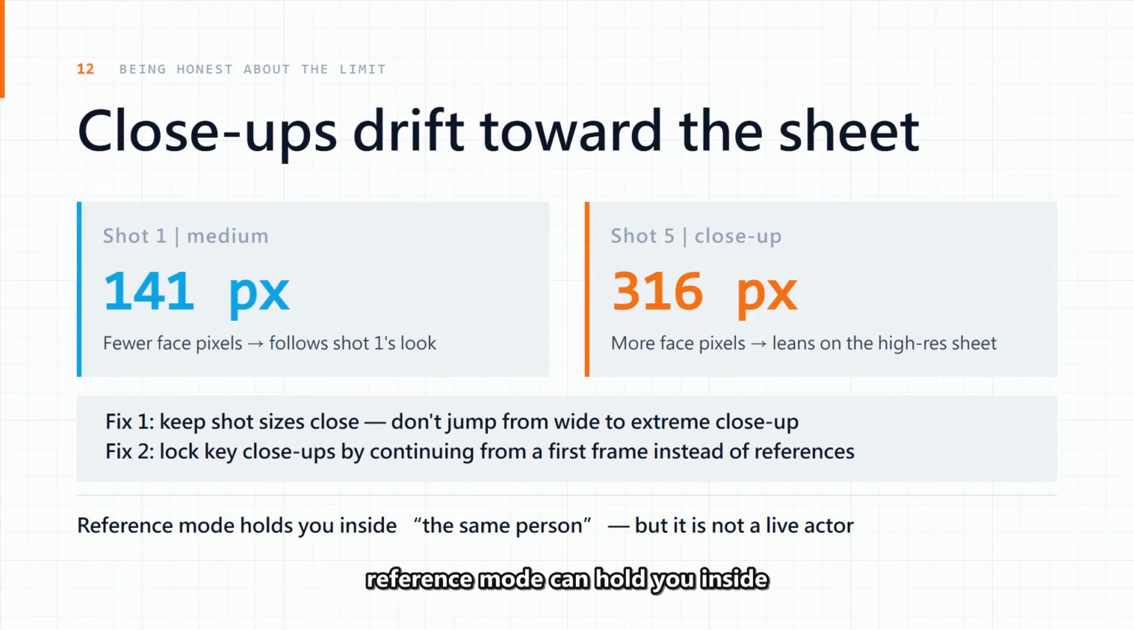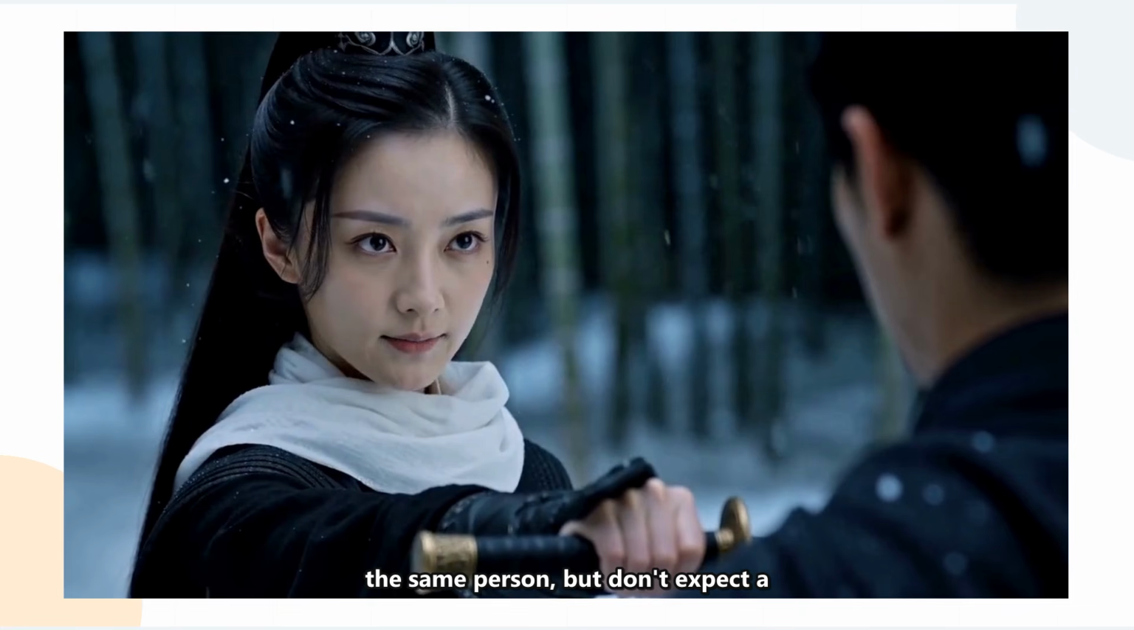So reference mode can hold you inside the same person, but don't expect a live actor with the exact same face in every frame. 2 ways to handle it: keep your shot sizes close to each other, or lock your key close-ups by continuing from a first frame instead.